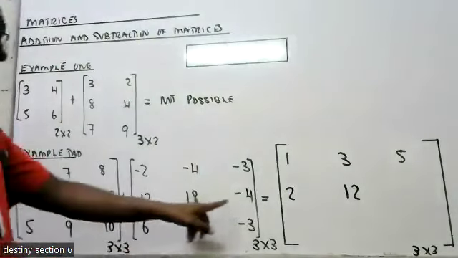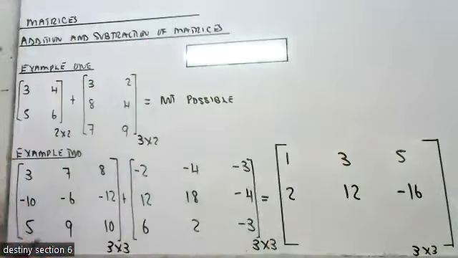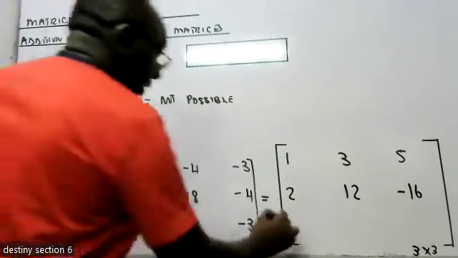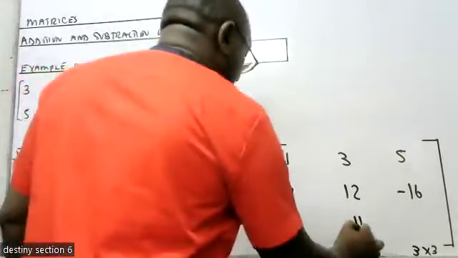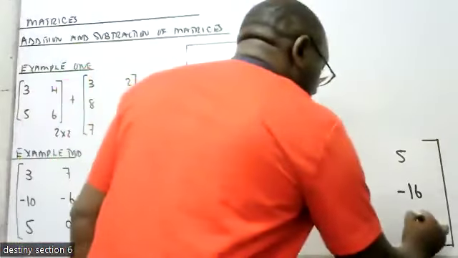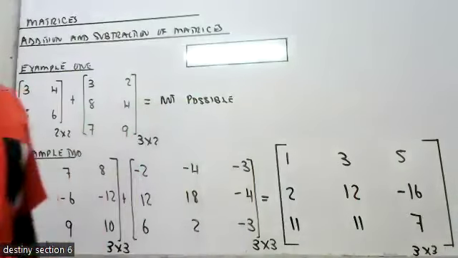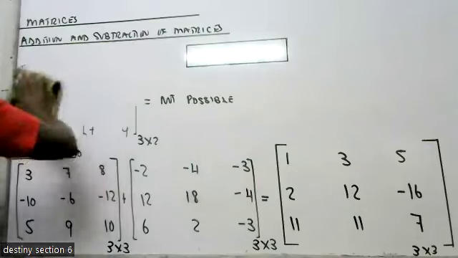Minus 12 plus minus 4, that gives us minus 16. 5 plus 6, that gives us 11. 9 plus 2, that gives also 11. 10 plus minus 3, that gives us 7. So that is what you get when you add matrices.